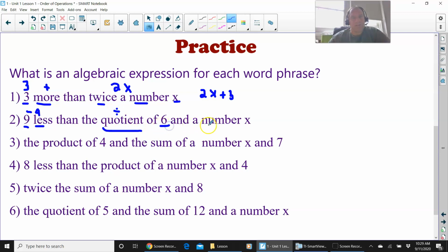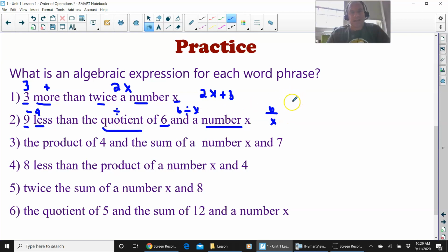The quotient of 6 and a number x. The quotient of 6 divided by x. So what I'm going to do is I'm just going to put 6 divided by x. In this class and in high school, every time that you have division, you're usually going to write it as a fraction. So 6 divided by x, the quotient of 6 and x, would be something like this: 6 over x.